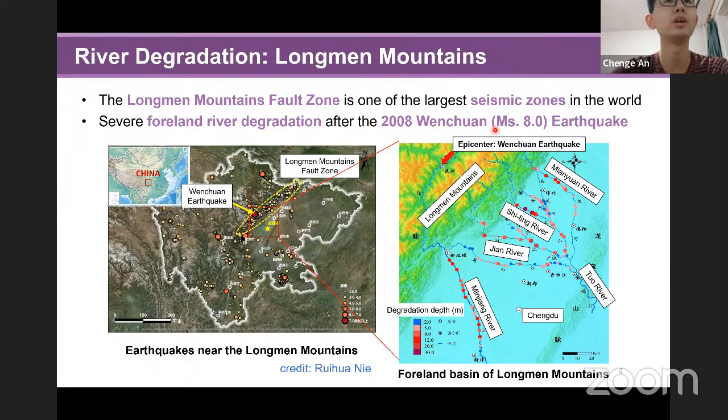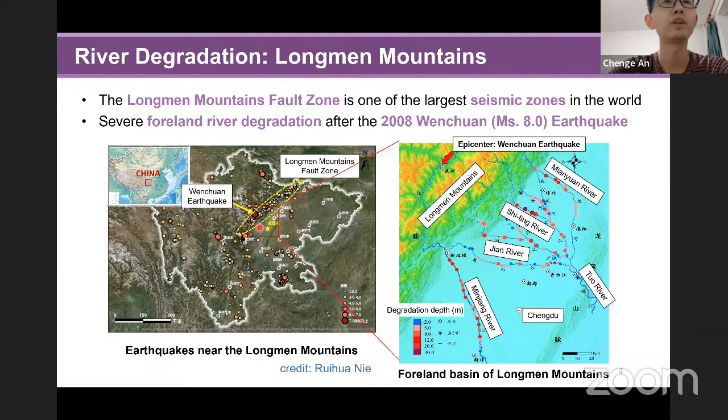Longmen Mountains in China, which is the focus of our work today. This map shows the location of the Longmen Mountains, in southwestern China. The Longmen Mountain fault zone is one of the largest seismic zones in the world. And this map shows the spatial distribution of earthquakes in this region in recent years.